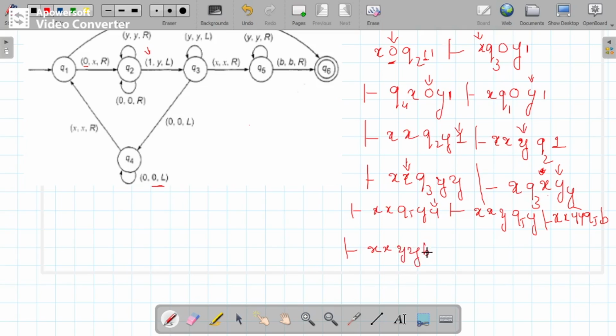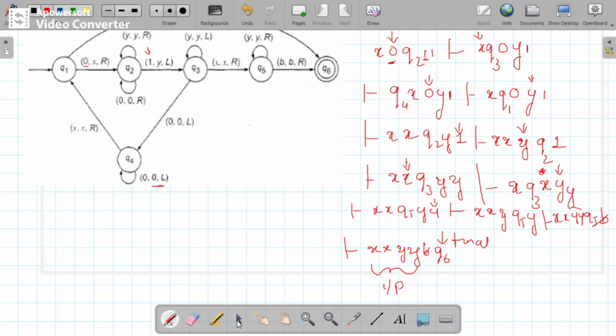xx yy blank. So blank, I will not represent it like this, blank, and then I will reach q6. Again, as you know, after q6 also there will be blank. So this is the input that you have processed, and this is the final state. Your input is now converted to xx yy, meaning there is a corresponding match, and there are no input characters remaining. That means 0s and 1s are not remaining anywhere. It means that this particular input has been accepted.